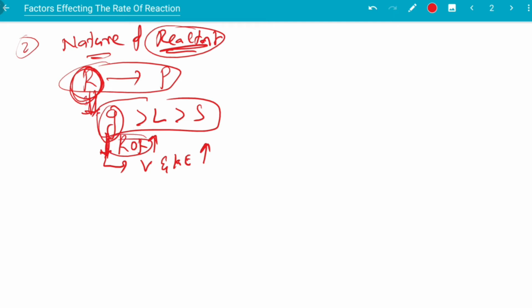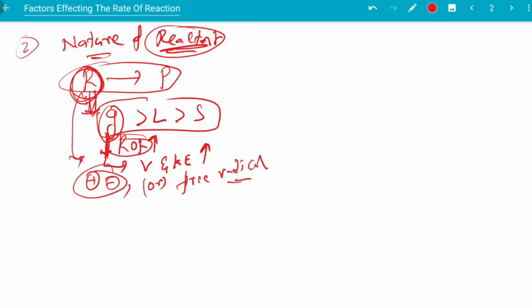If the reactant has ionic nature or free radical nature, these increase the rate of the chemical reaction. That is the second factor of rate of reaction.